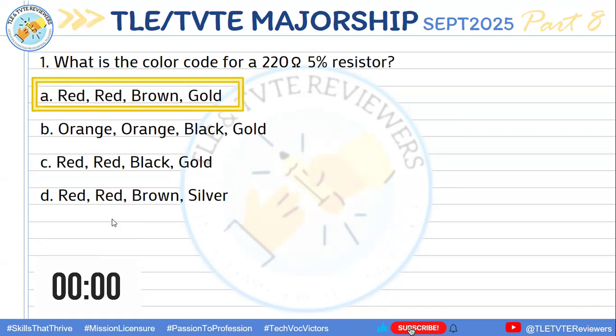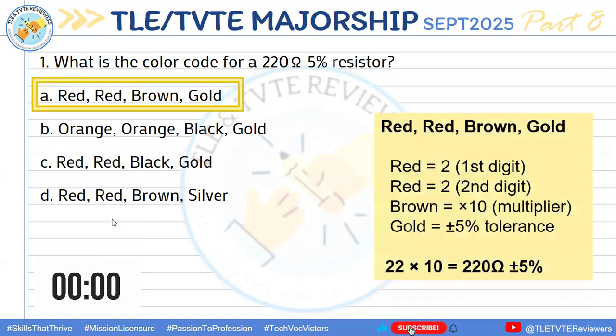Answer letter A, red, red, brown, gold. For red, red, brown, gold, according to the resistor color code, red for the first digit, that's 2. Red for the second band, that's 2. Brown for the multiplier, times 10, and gold for plus and minus 5% tolerance. So the total is 22 times 10, that's 220 ohms plus and minus 5%. So answer letter A, red, red, brown, gold.